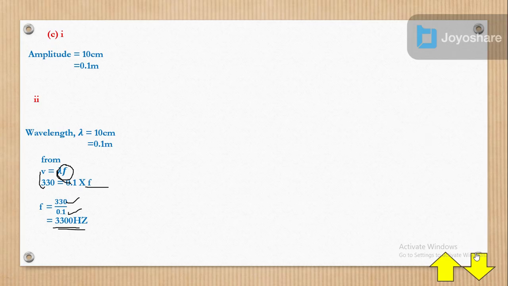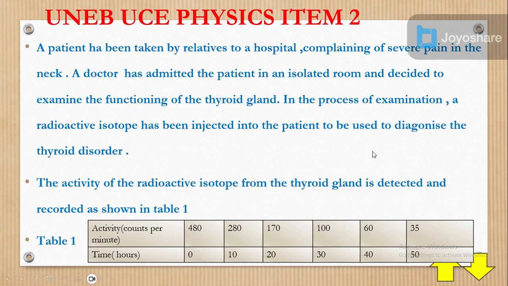Alright, good. Let's now go to another question. So we have now stepped into UNEB UCE Physics item 2. I said this paper was done last year in October, the first paper of the new curriculum, physics.